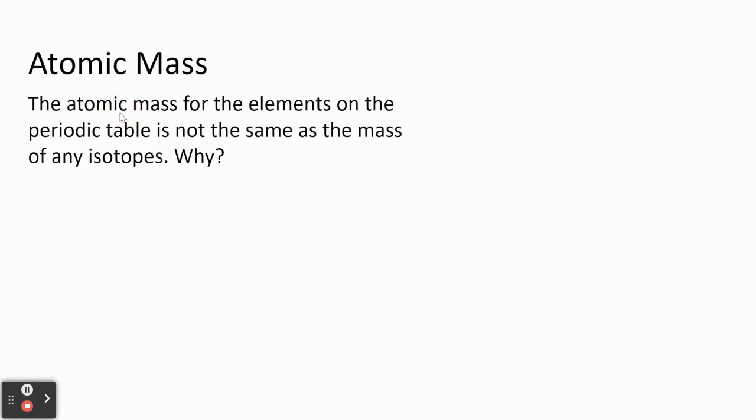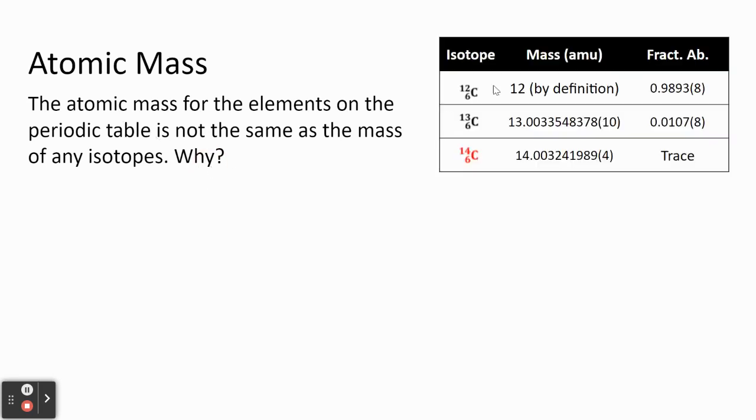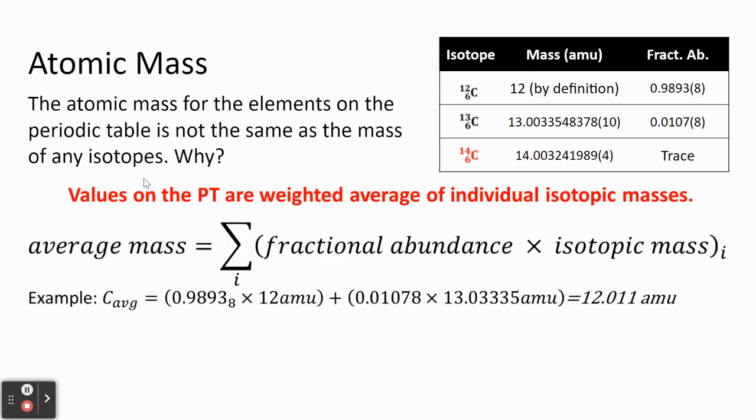Now, when I look on the periodic table, the atomic mass is not a whole number, and it doesn't match any of the individual isotopes. We want to know why. So let's look at carbon as our example. There are 3 isotopes of carbon, carbon 12, carbon 13, and carbon 14. If we look at their masses, none of these numbers match the information on the periodic table. But we can do a calculation because the atomic mass on the periodic table is the weighted average of all of the isotopes of that element.